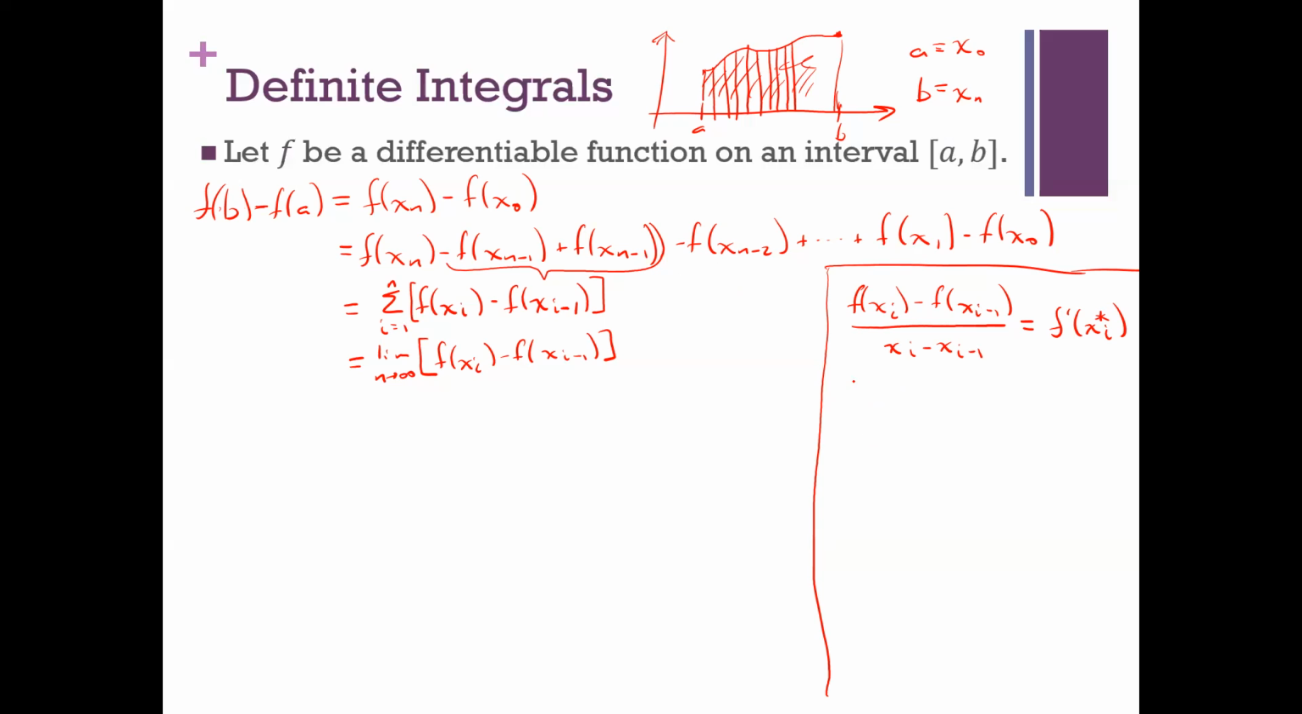One more thing I want to do here is this. I'm going to multiply through by that denominator and get this: f of x sub i minus f of x sub i minus 1 is equal to f prime of x i star times x sub i minus x sub i minus 1. So before I go back to our main proof here, are we okay with this manipulation I did? Because now I want to make that substitution.